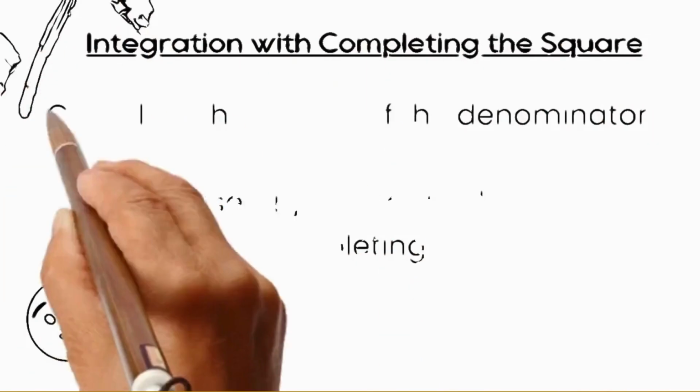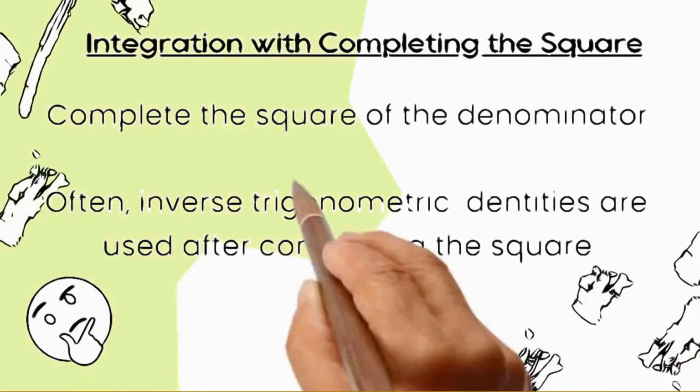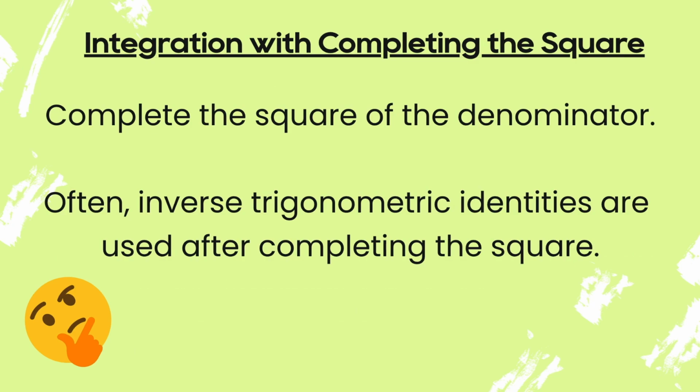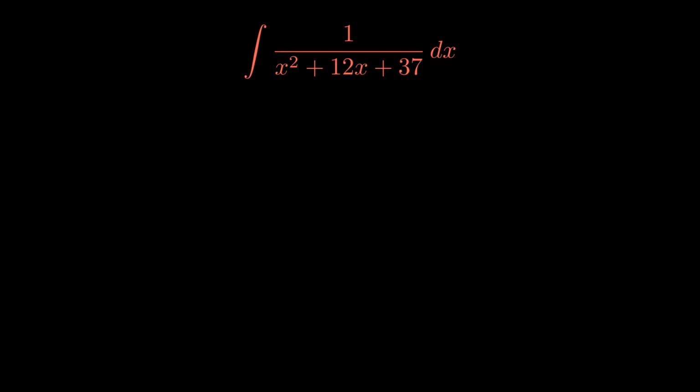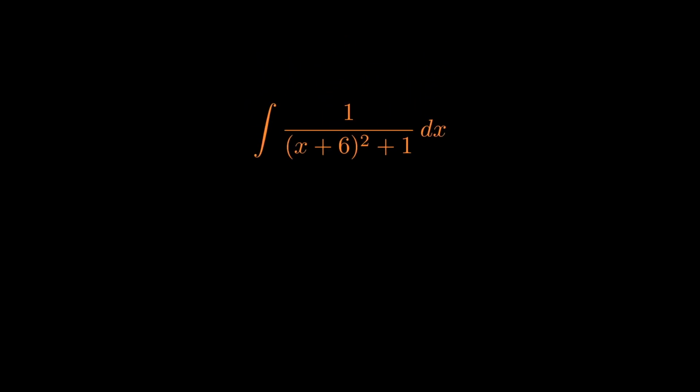Now, integrating with completing the square. You complete the square of the denominator, and often, inverse trigonometric identities are used after completing the square. Let's look at an example. The integral of 1 over x squared plus 12x plus 37. I complete the square to get 1 over x plus 6 squared plus 1.